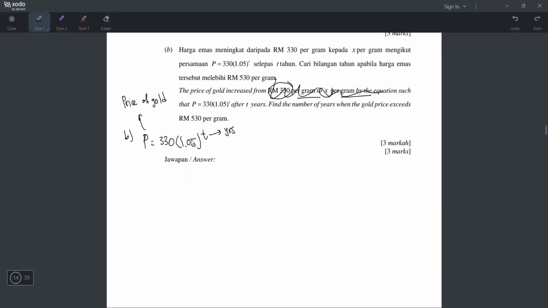Okay, you multiply by 105%. But if the year is 2, it means you have to multiply by 1.05 two times. That's why it's 1.05 power 2, like this. Okay, now I understand the formula. Now let's see what I want.